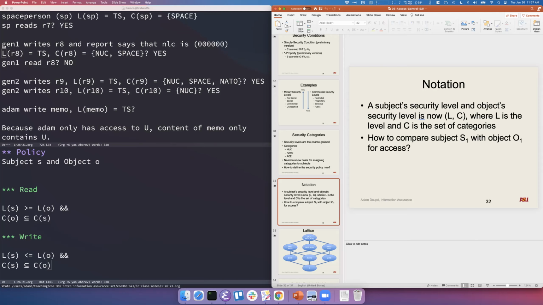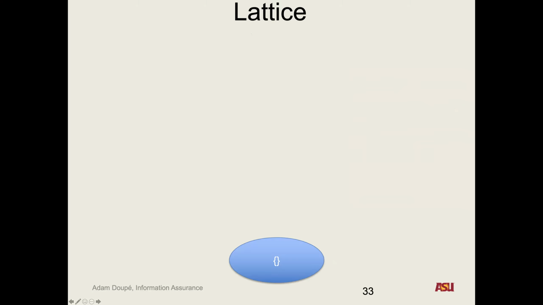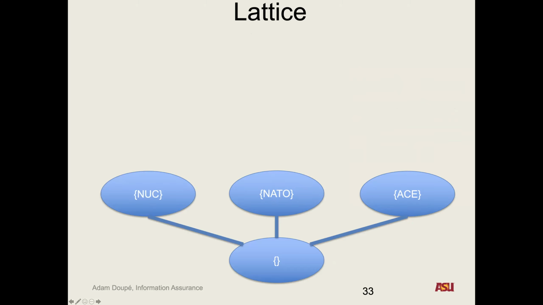And the cool thing is this subset relationship actually makes a lattice of our categories now. This concept of a lattice comes up over and over again, which is why I like to show this in different aspects of computer science. At the bottom of the lattice, you can think of no categories as the empty set. This relationship means the empty set is a subset of the set containing nuke, the set containing NATO, and the set containing ACE.